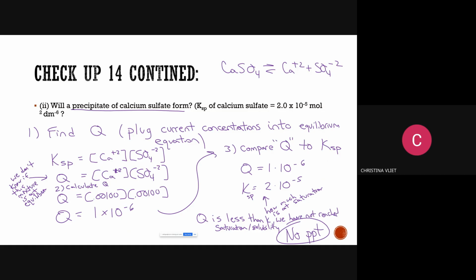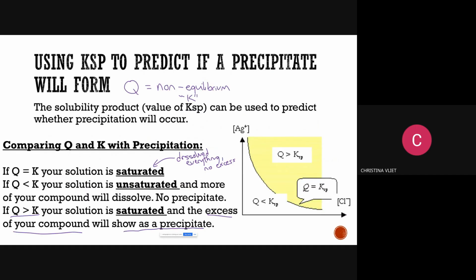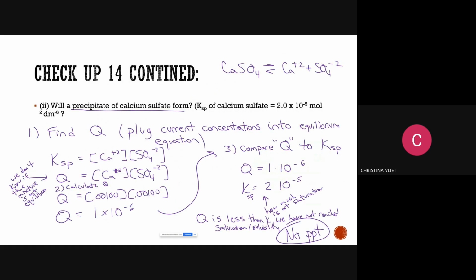Wait, we don't have a precipitate and we did reach saturation? You did not reach saturation, because this number was less than this number. So remember, if Q is less than K, we are unsaturated. There is no precipitate. Our Q value, 10 to the negative 6, is less than 10 to the negative 5. It is less. It is not saturated. Yes?